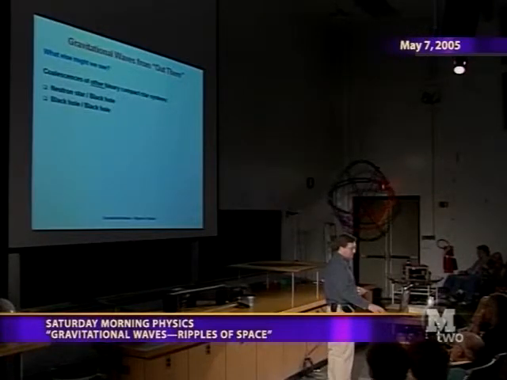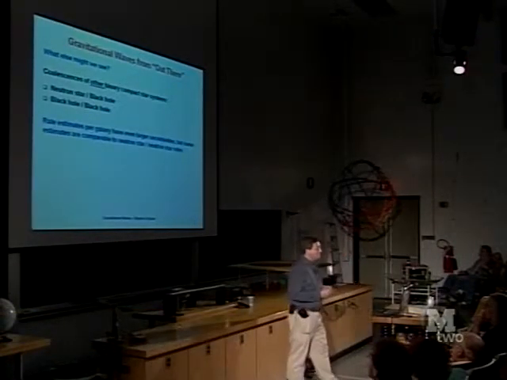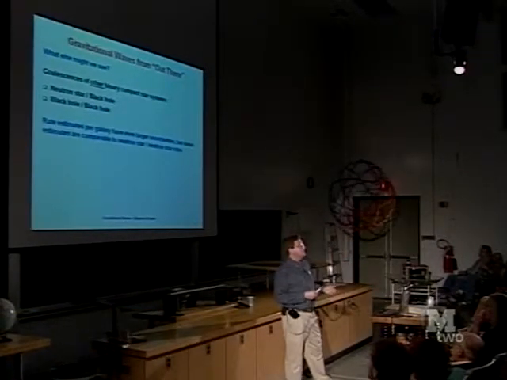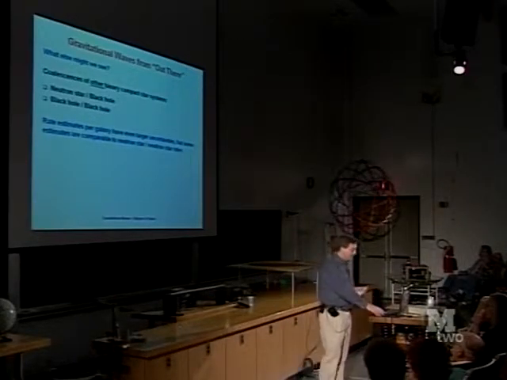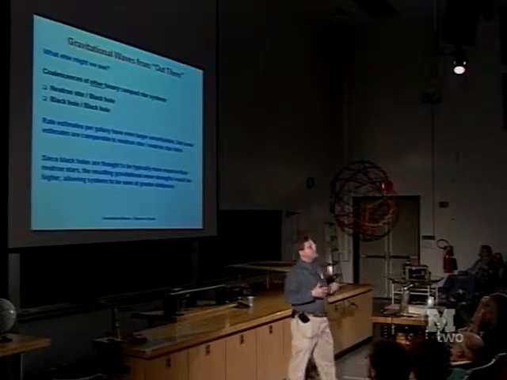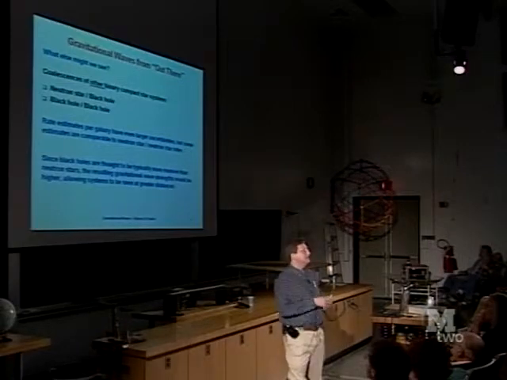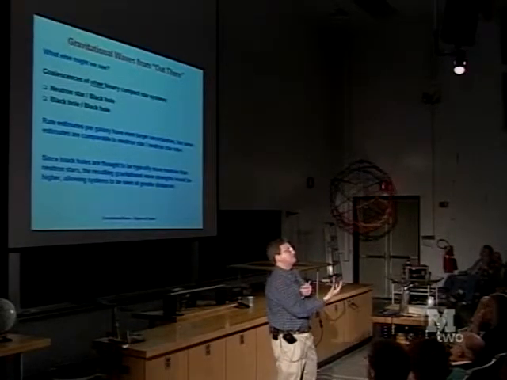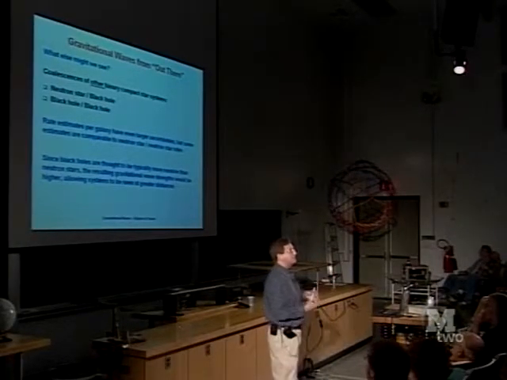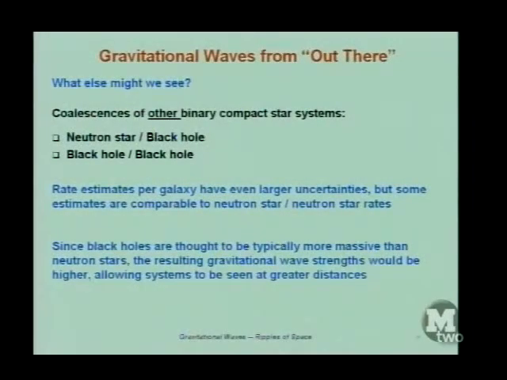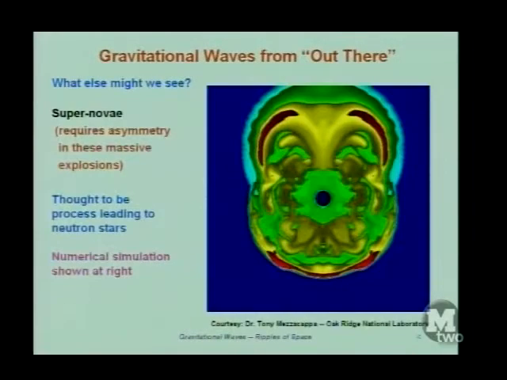And again, the estimates have very large uncertainties, but some of the estimates are actually comparable to those for neutron star systems. And that's good because black holes are generally heavier than neutron stars. That means that when they're swirling around each other, they swirl space more strongly. And so we get stronger waves, and that means that we can see these things farther out. So the observable event rate should be higher for these if we have the same rate per galaxy.